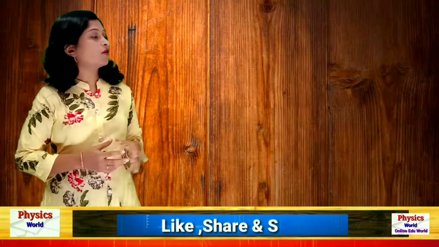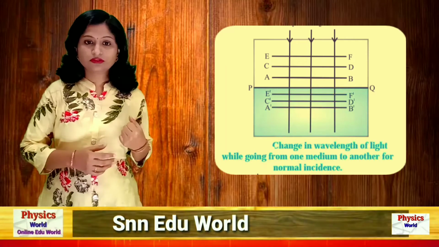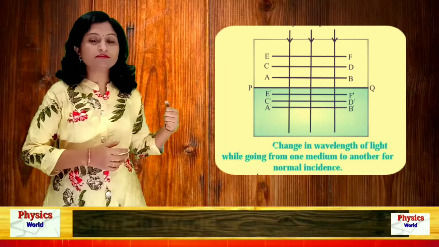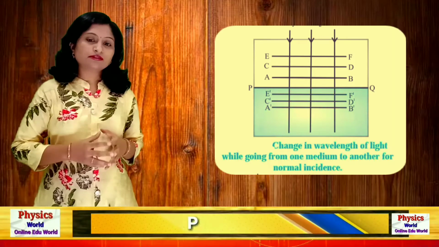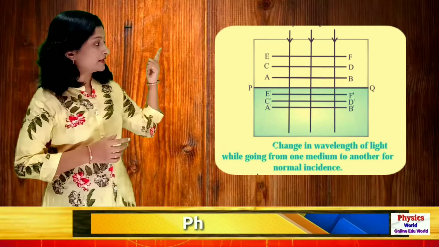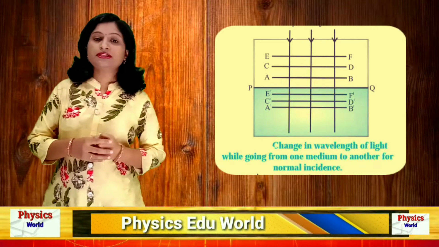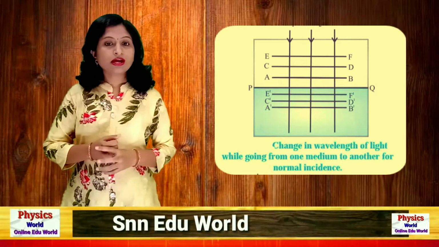Okay, now observe this diagram. In this diagram there are two medium. Okay, so light is coming from one medium and it is entering into second medium. Now observe here, we have to take that the light waves are entering in the perpendicular direction with the surface. That means they can directly go through one medium to another medium.